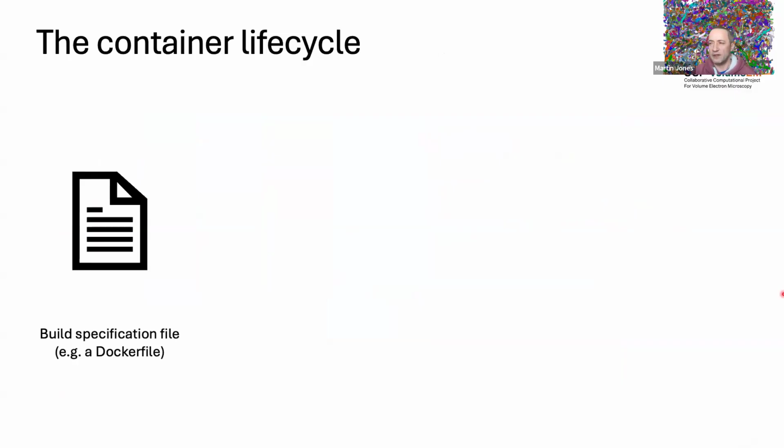Okay, so the general overview of the container world is you start by having some sort of build specification. So this is similar to those Conda environments. So I specify that I want to use this version of Python and this version of numerical Python libraries and so on. In Docker, this is called a Dockerfile. This is just a simple text file, so just a few kilobytes of information.